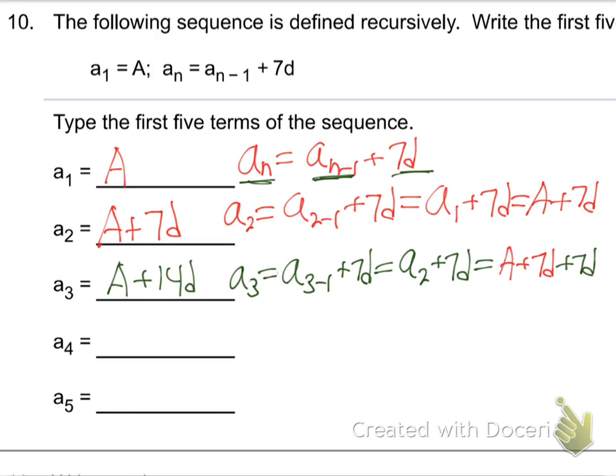Yeah, Becca. The A sub 3 minus 1 is telling us that that's really A sub 2. Right, and so A sub 2 is this, right? A sub 2, yeah. And then add 7d, exactly.